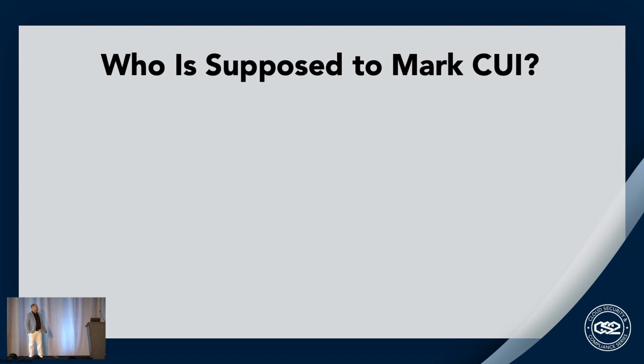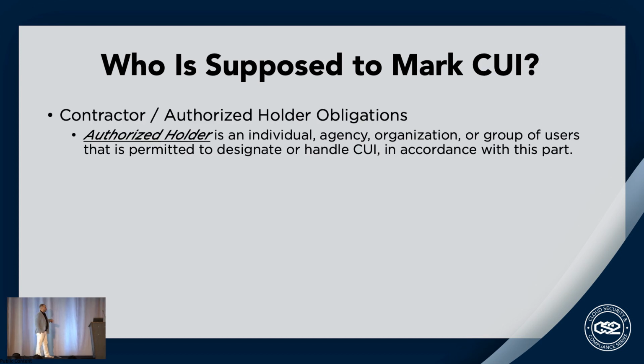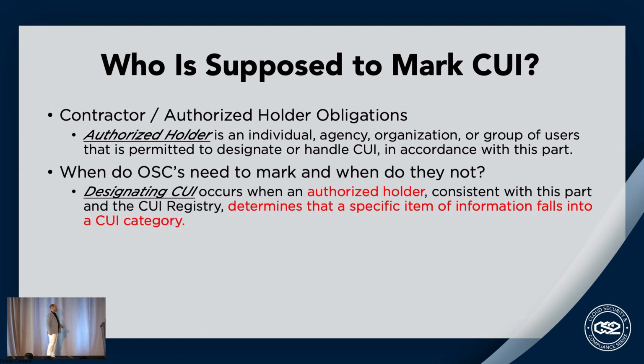So in 32 CFR Part 2002, there's a couple of definitions that everyone needs to understand. You as a contractor handling CUI are considered an authorized holder. An authorized holder is an individual, agency, or organization that is permitted to either designate or handle CUI. So I need you guys to understand that. If you're handling CUI right now in your environment in the performance of a contract, you are an authorized holder.